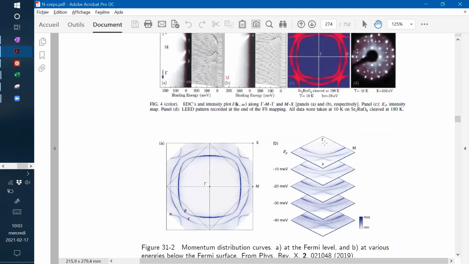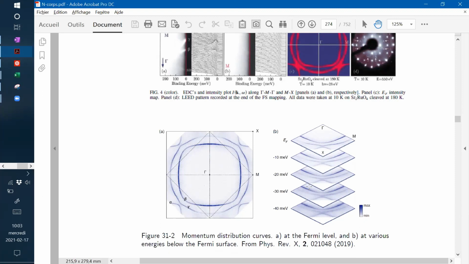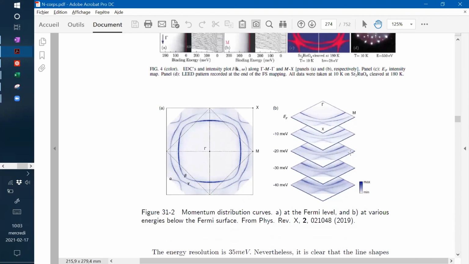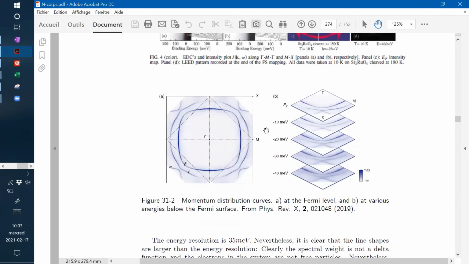And these are, again, momentum distribution curves, but for different energies below the Fermi surface. So you can see the dispersion of quasi-particles. I will explain what a quasi-particle is. I mean, you're detecting electrons, but you're measuring quasi-particle properties. And clearly here, I forgot to mention, the strontium ruthenate is also very, very anisotropic, so mostly two-dimensional, and it has a square lattice.